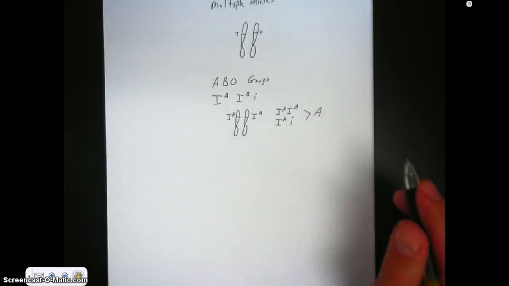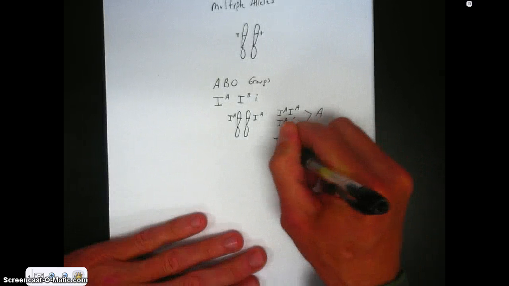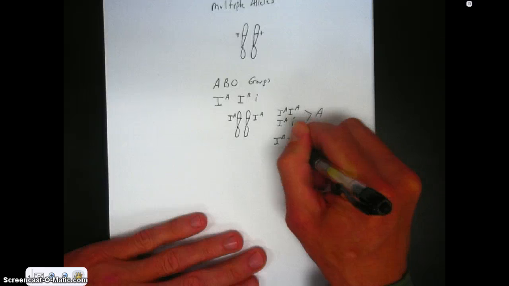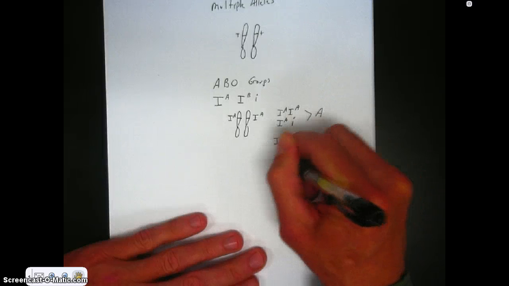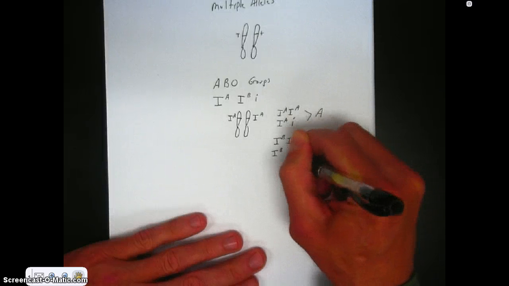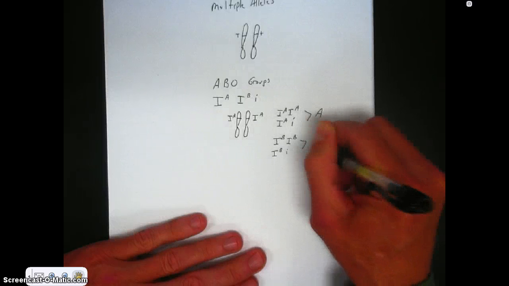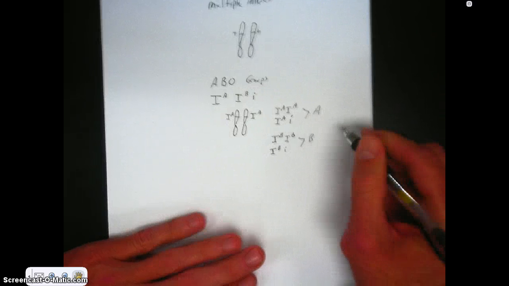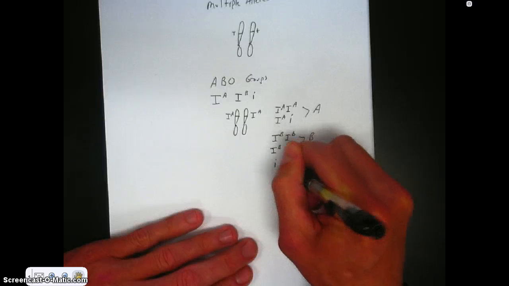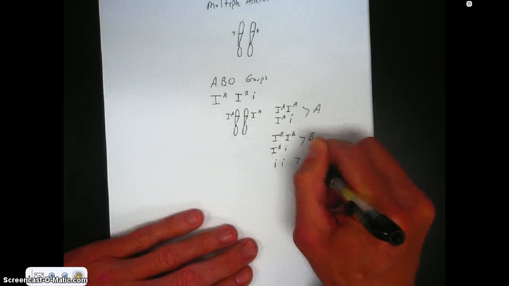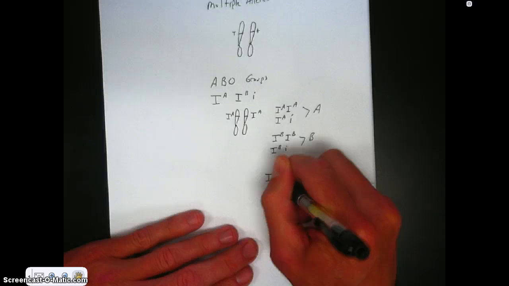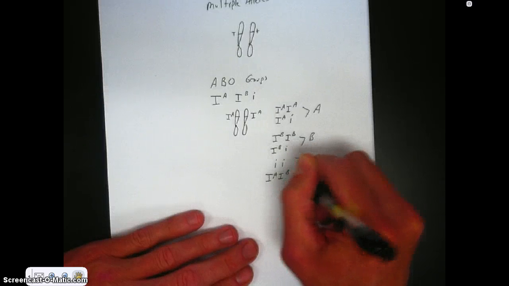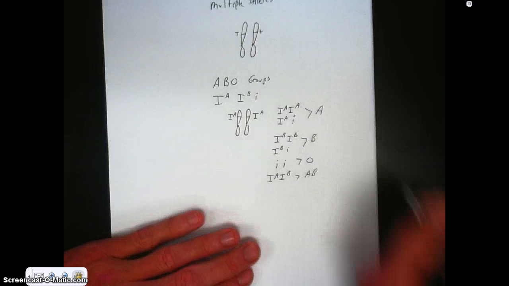For type B blood, you can be homozygous type B, which is big IB, big IB, or you can be heterozygous type B, which is big IB, little i. Both of these genotypes are for the phenotype B. To be type O, that's recessive, that's little i, little i. And then to be type AB, you are big IA, big IB, and that gives you blood type AB.